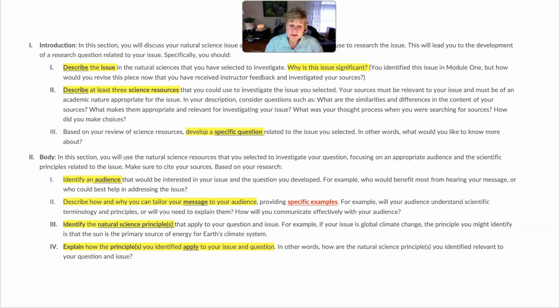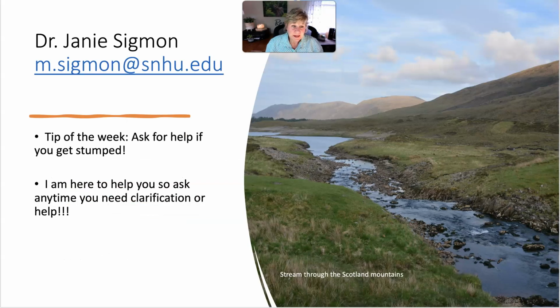Explain how the principle applies to your issue in question. Like I explained with the ocean acidification, the carbon cycle refers to how carbon cycles through the whole biosphere, round and round and round, right? And what we're doing with burning fossil fuels is putting way too much carbon dioxide up there in the atmosphere, and something has to happen with it, right? So explain how it affects your particular topic. And this will be the main portion of your presentation. You got a couple other things left to go, and I'll talk about those in the next weeks.